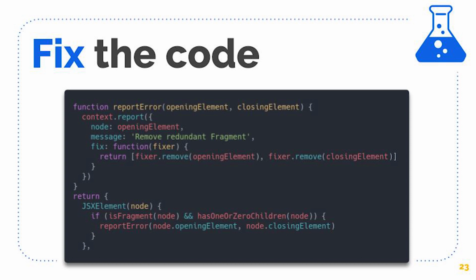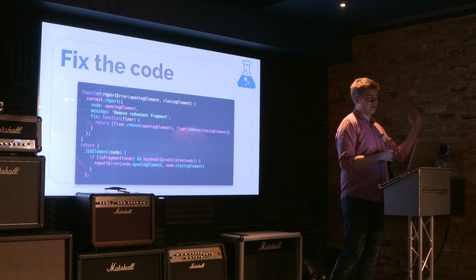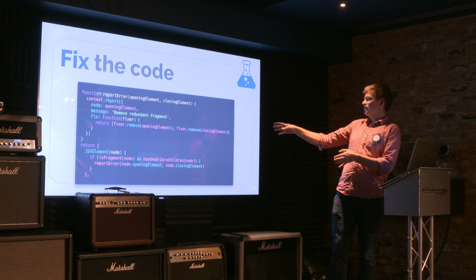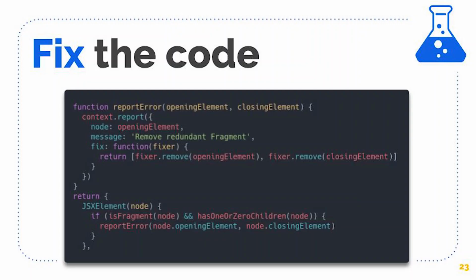So our fixing function, we pass that with the error report, and it gives us this fixer helper, which allows us to interact with the AST, which then gets written back as the source code. There isn't much detail to go into here other than we remove the opening element and the closing element. The test framework also has support for checking that the fix function does the right thing. You basically provide the code that you'd expect to see once it's been fixed.